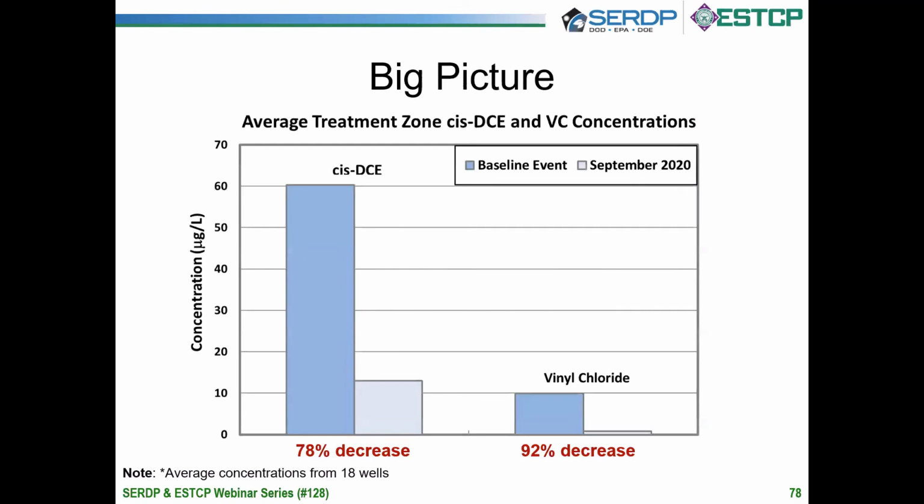So in the big picture, this is these 18 wells. We took the average concentrations from those wells, and we took the baseline and the final sampling event. We had a 78% decrease in cis-DCE and a 92% decrease in vinyl chloride during the demonstration.